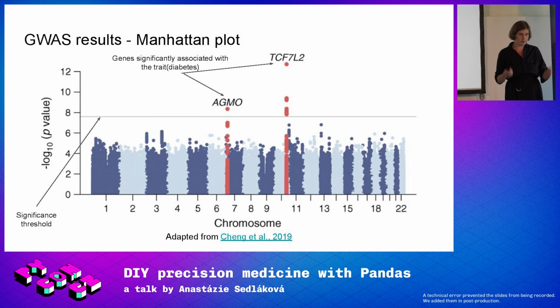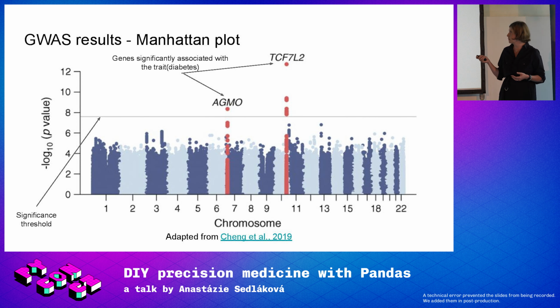So if you want to dive into GWAS and you want to know what the results look like, this is a typical GWAS plot. It's called a Manhattan plot because it looks like a skyscraper. On the x-axis we have chromosome, and on the y-axis we have the negative logarithm of the p-value. Here is a significance threshold, and these are the regions that you would look into. These are significantly associated regions with the disease or with any phenotype.